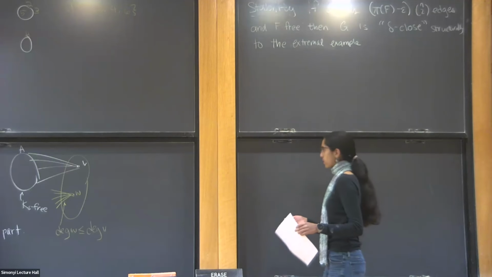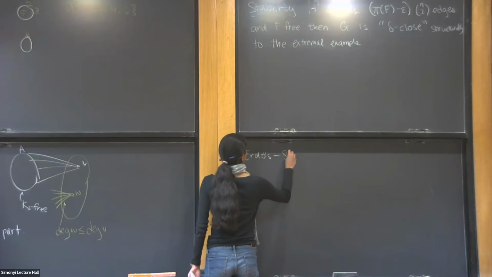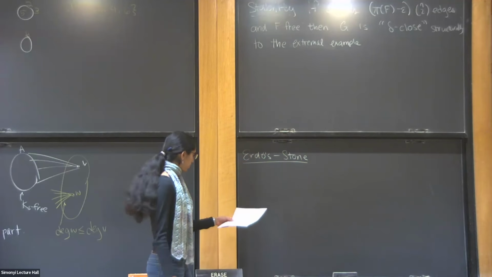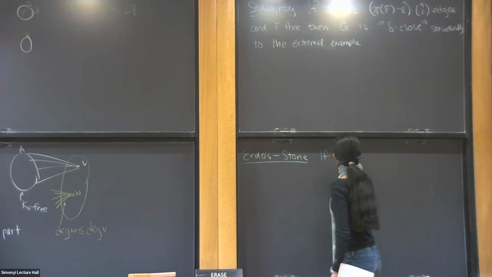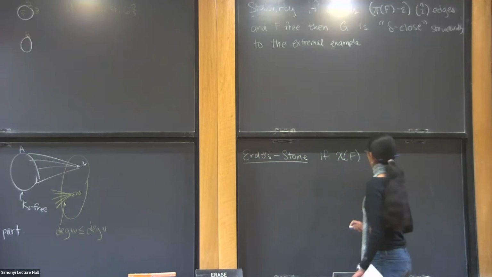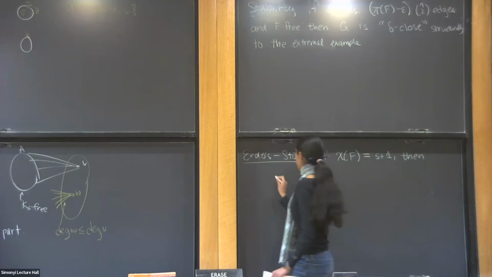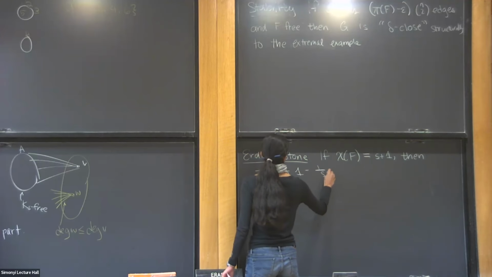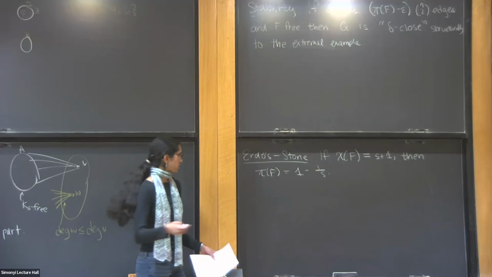So the more general result that I want to build up to is a theorem of Erdős-Stone, which says that the Turán number of any graph, well, if F has chromatic number equals s plus 1, then its Turán density is also 1 minus 1 over s. And the lower bound is from the same construction.